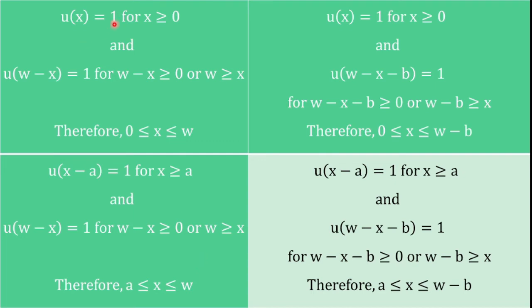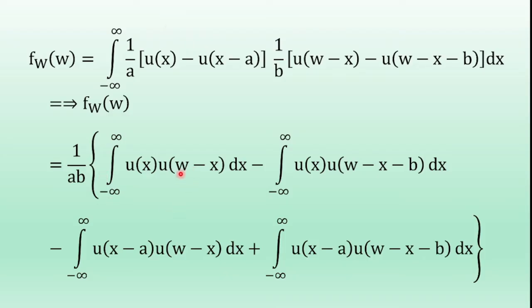u of x is equal to 1 for x greater than or equal to 0. This is the definition of the unit step function. So now we take the first integral term. The second unit step function is u of w minus x.